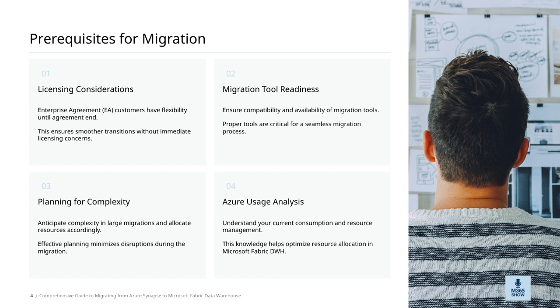Moving on to planning for complexity, you need to ensure that your migration tools are compatible and readily available. Using the right tools is critical. They are the backbone of a smooth migration, helping to avoid unexpected hurdles. Finally, for enterprise agreement customers, there's a bit of good news. You have the flexibility to manage your licensing until your agreement ends. This flexibility helps ensure that your transition to Microsoft Fabric Data Warehouse is smoother, without immediate licensing concerns that might otherwise complicate the process. All these steps are about setting a solid foundation for your migration, making sure every piece is in place for success.